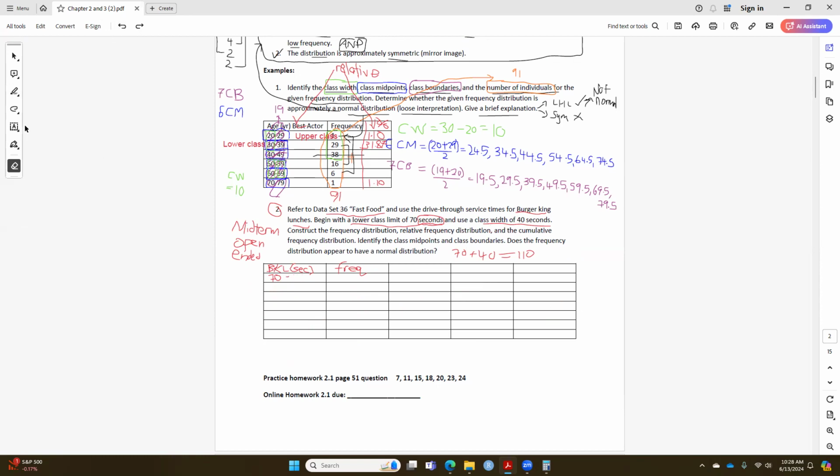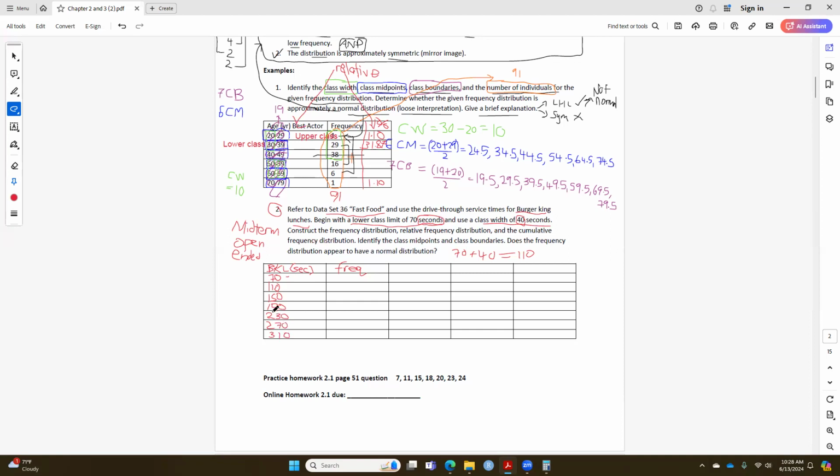So we should put the 110 right below here. Okay. And then what we do is keep on adding 40 to it. So 110 plus 40, 150. Again, put it underneath. Add another 40, 190. Add another 40, 230. And add another 40, 270. And add another 40, 310.